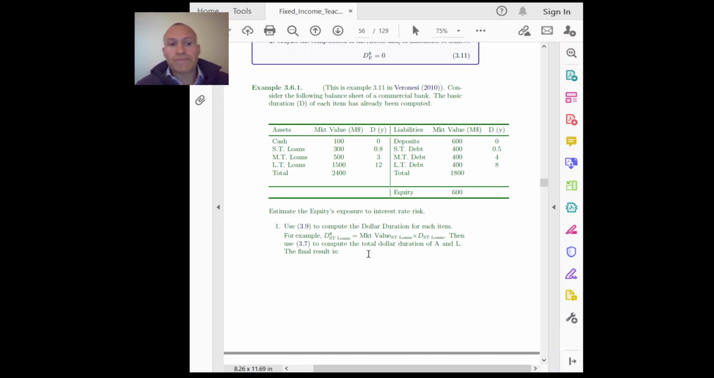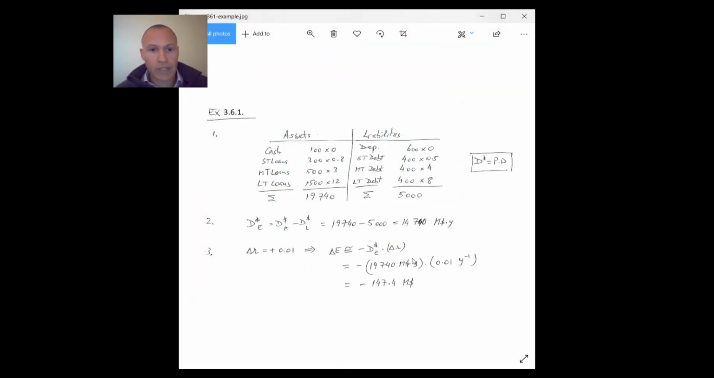We have seen the formulas in the previous video, and if you go up here in the handouts, you will find this very convenient formula: the dollar duration is equal to the market value, one of these numbers, times the duration computed in the traditional way. So if we go through the balance sheet, starting on the assets, line by line, for cash, we had this amount of market value, $100 million. The duration was 0. So the dollar duration is the product of the two things.